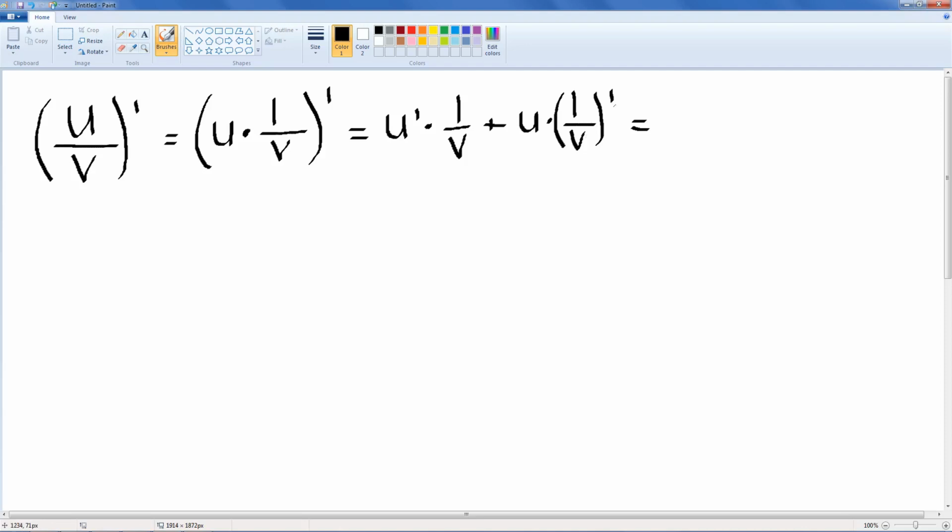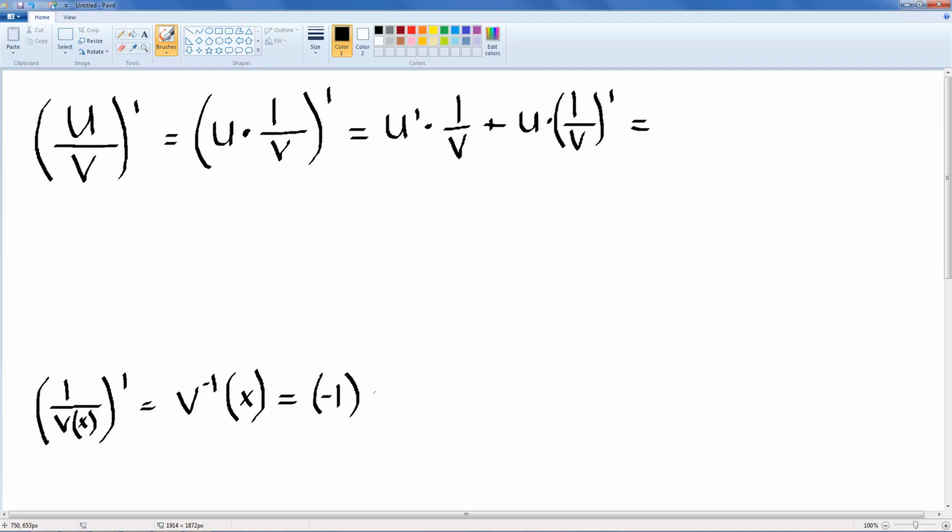Okay, and now how do we deal with (1 over v) prime? Well, v is a function, so suppose it's a function of x. Let's write v of x, actually, to make it more clear. Now this is just v to the power of minus 1 of x, right? And so how do we find the derivative of something to the minus 1 power?